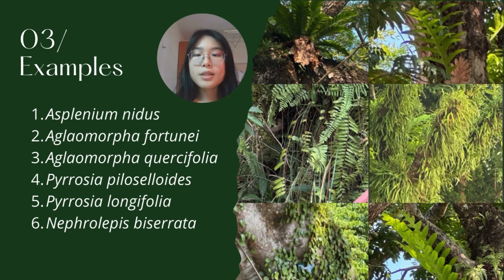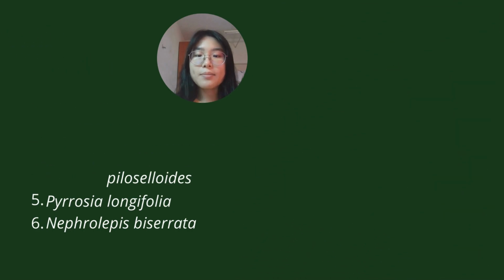The fourth and fifth ferns are found under the genus Pyrrosia. The fourth fern is dragon scales, which has the scientific name Pyrrosia piloselloides. And the fifth fern is long-leaf felt fern with scientific name Pyrrosia longifolia. The sixth fern is under the genus Nephrolepis, and it is the giant sword fern with scientific name Nephrolepis biserrata.